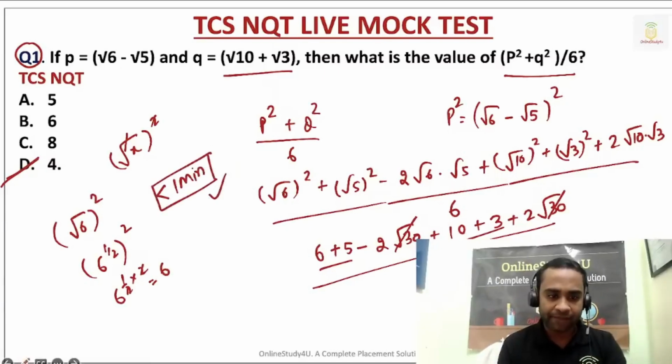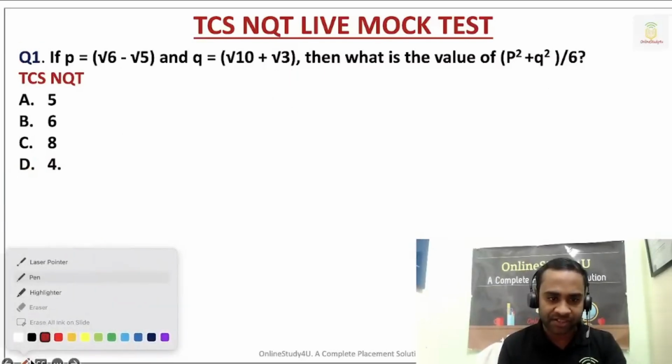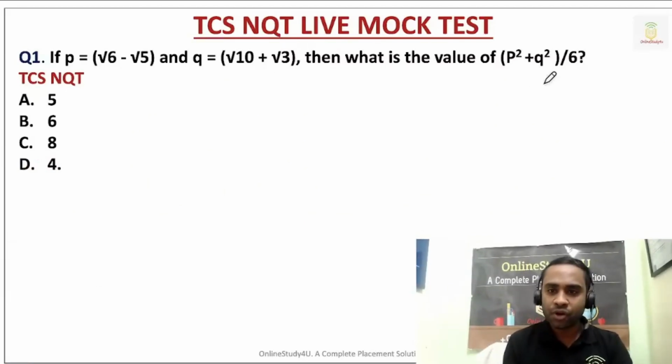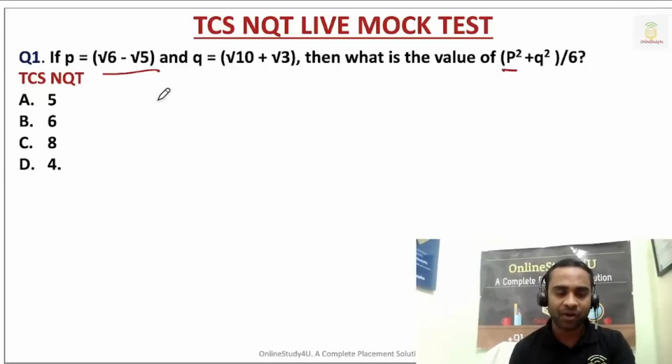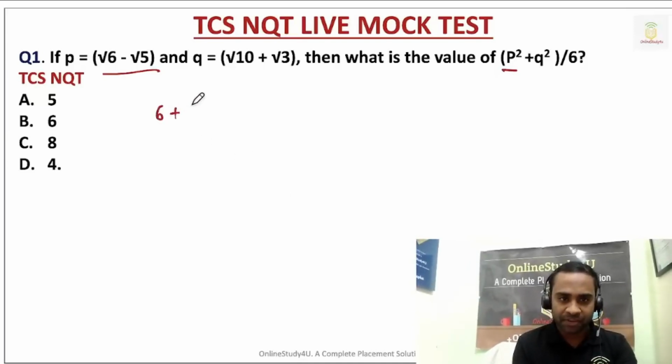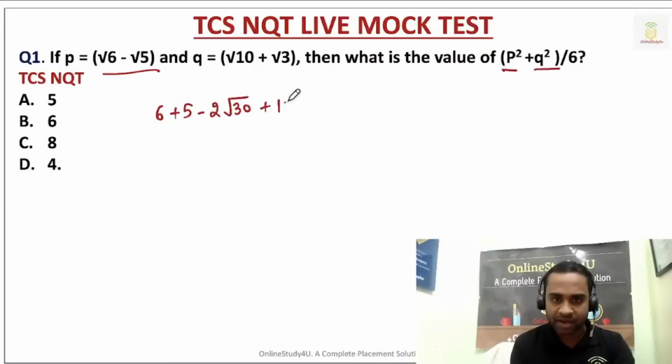See, I will tell you once more here. Please try to understand. You have to find out P square, that means this square, A minus B whole square. So A square plus B square minus 2AB, 6 into 5, 30, plus Q square, A square 10, B square 3, and plus 2AB, 10 into 3, 30. This and this cancel.